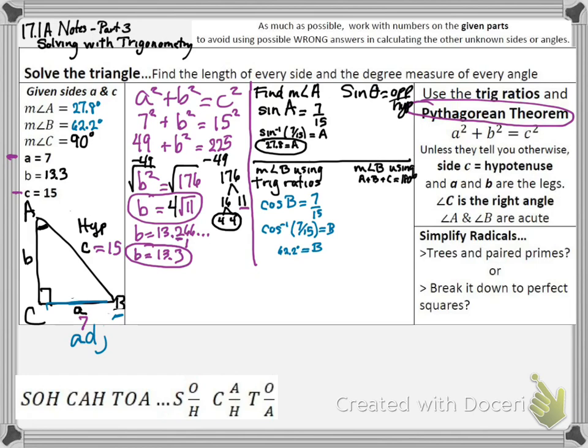So even though I like to avoid using numbers we created ourselves, sometimes we just take a shortcut and we say 180 degrees for the whole triangle, minus the 90 degrees we know, minus the 27.8 degrees we know, and we get 62.2 degrees. And even though that's not as accurate, because if you messed up angle A, you're going to mess up angle B too, I almost always take that shortcut, and I recommend taking that shortcut.